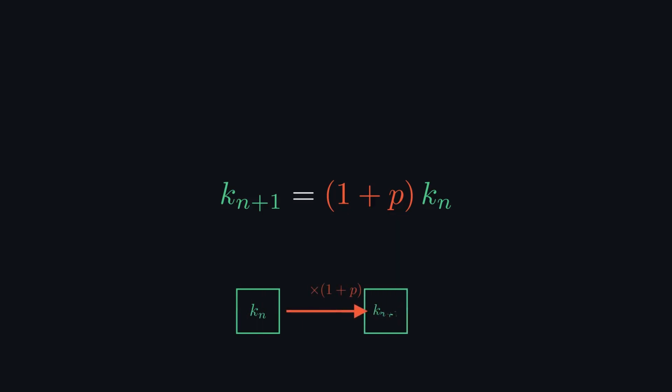Let's start simple. You drop some starting capital into the bank, call it K0. Each period, the bank bumps it up by a rate P. So next period's balance is just this period's balance, times 1 plus P. That's the whole rule. One step at a time.